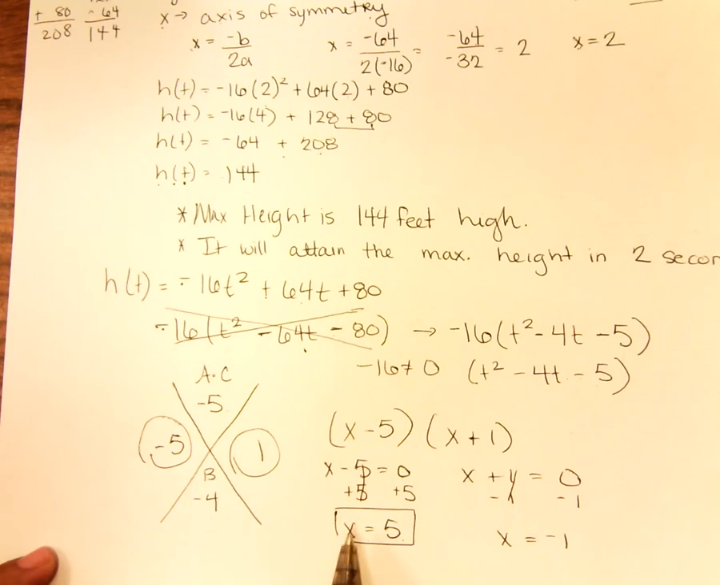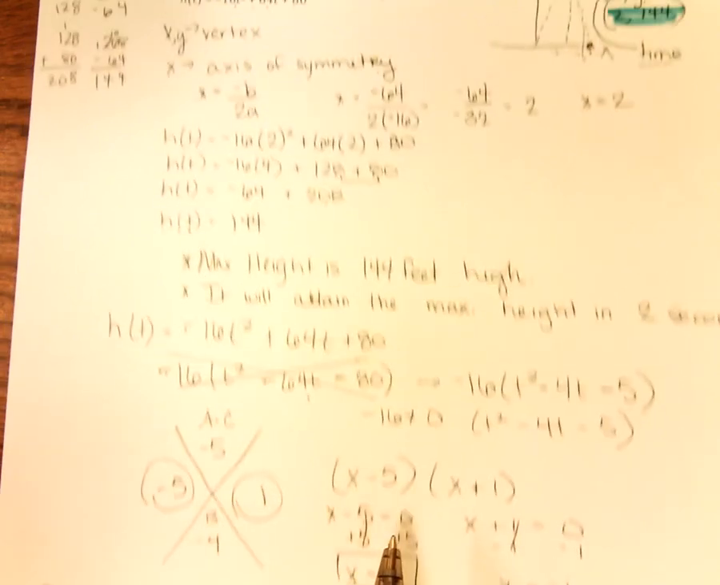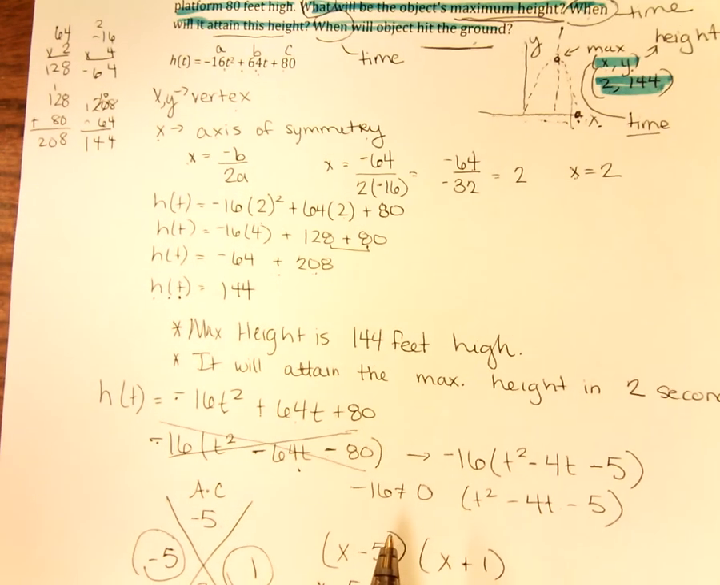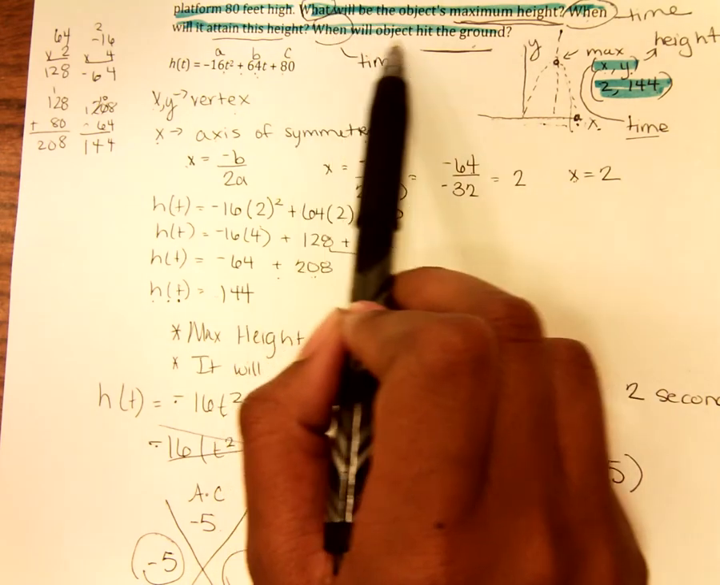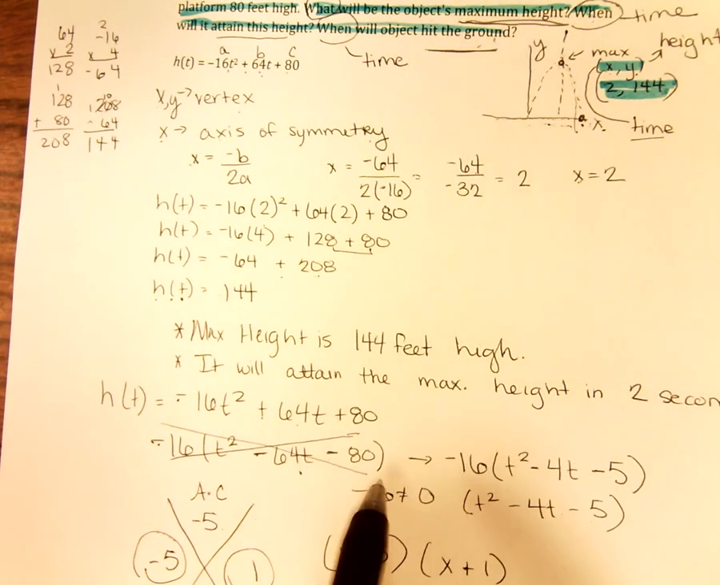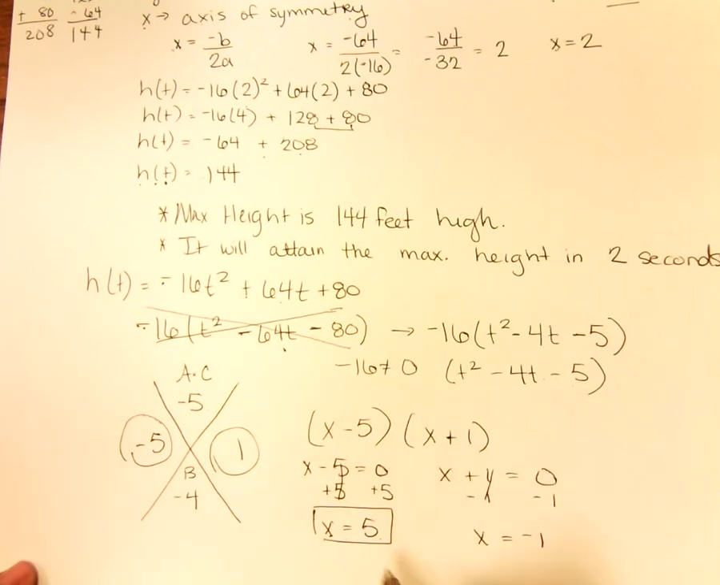As we said, x is time, and in this case, the time we're talking about is seconds. So when we read the question, when will the object hit the ground? We can now write: the object will hit the ground in 5 seconds. And as you see, that's what I have right there. Thank you, and I hope this video was helpful.